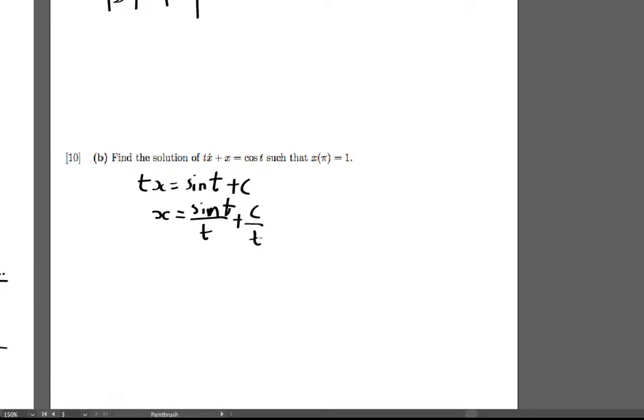When you plug in the number pi, sine of pi would be 0. That means that c over pi would be 1, which means c would be pi. Therefore, the solution would be the sine of t over t plus pi over t. That's why I was struggling a lot. I don't know why.